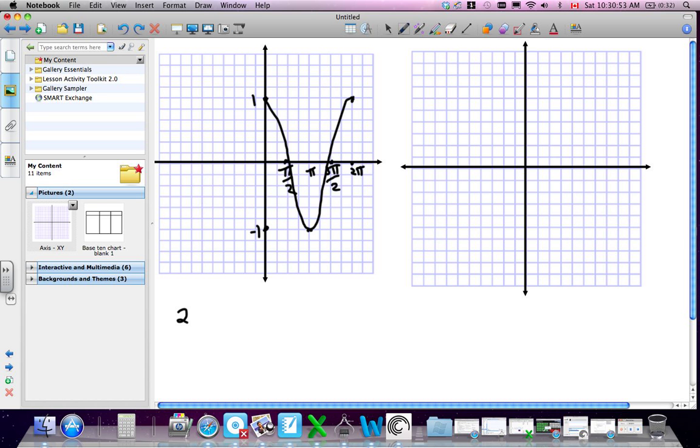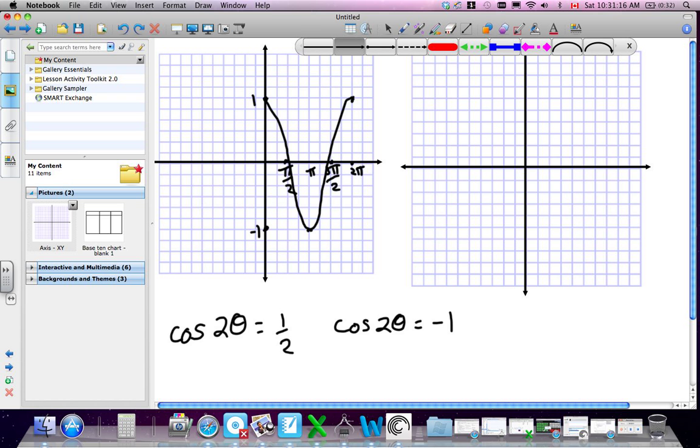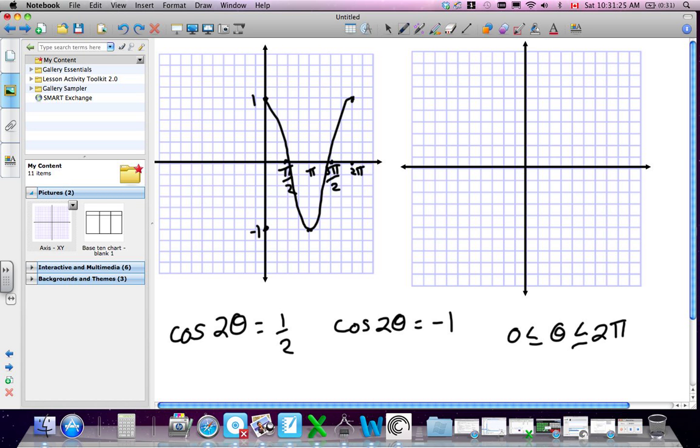Sorry, it was cos 2 theta, not pi, is equal to, is it positive or negative a half? Positive a half. The other answer was cos 2 theta is equal to negative 1. Okay? Let's go about this. And within our restrictions, theta is between 0 and 2 pi, right? So in our CAST system, we have our C, A, S, T, quadrants 1, 2, 3, and 4.